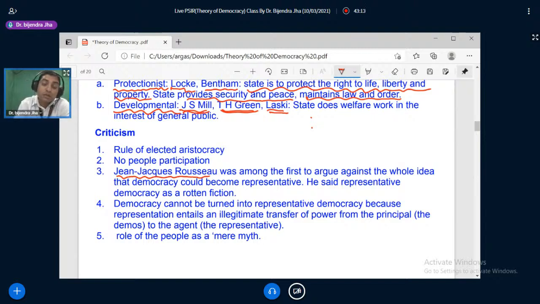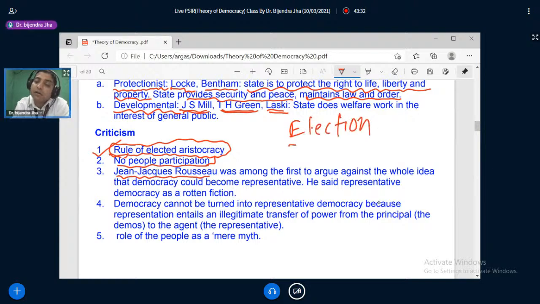Okay, so the criticism is that liberal democracy or representative democracy is a rule of elected aristocracy. No people's participation. लिबरल डेमोक्रेसी में क्या होता है, एक बार पार्टिसिपेशन होता है इलेक्शन के दिन. आप देखेंगे इलेक्शन के दिन भीड़ है, हर पोलिंग बूथ पे, और उसके बाद पार्टिसिपेशन खत्म, आपने वोट दे दिया, डन. If you have voted, done, right?